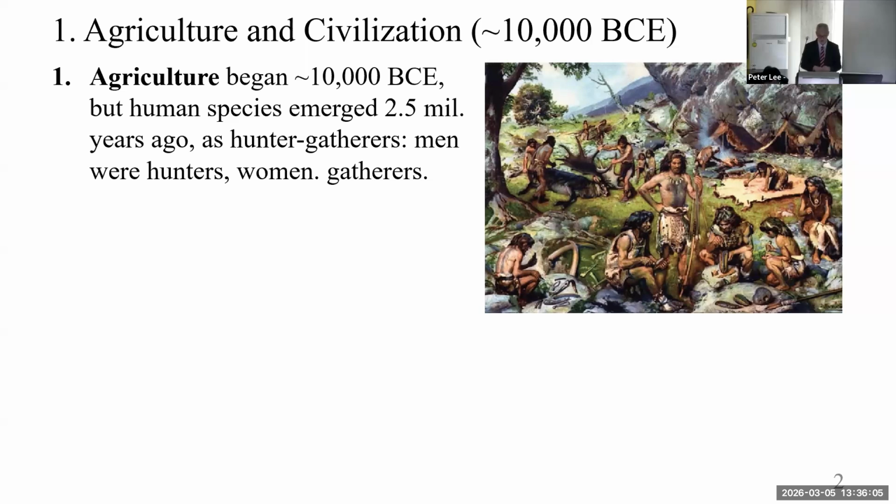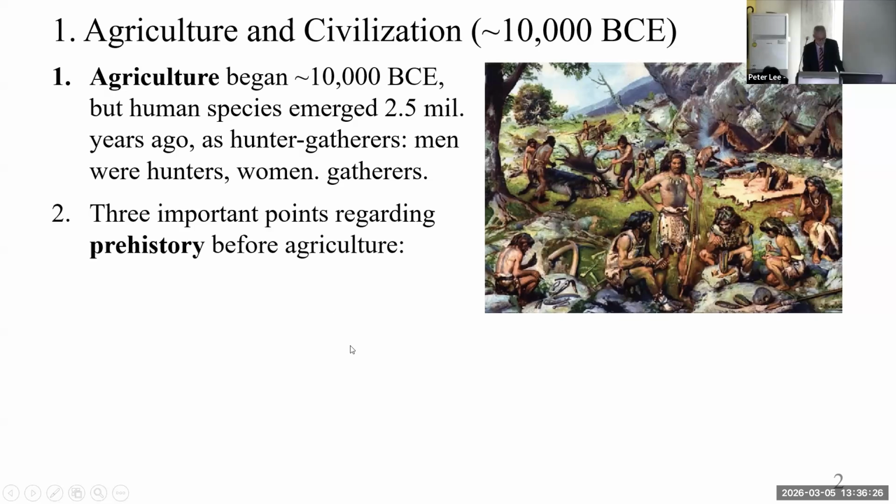So agriculture began around 10,000 BCE. The human species emerged around 2.5 million years ago as hunter-gatherers. Men were hunters, women were gatherers. Hey, I just realized that is a period. That's a mistake. That should be a comma: men were hunters, women, comma, gatherers.